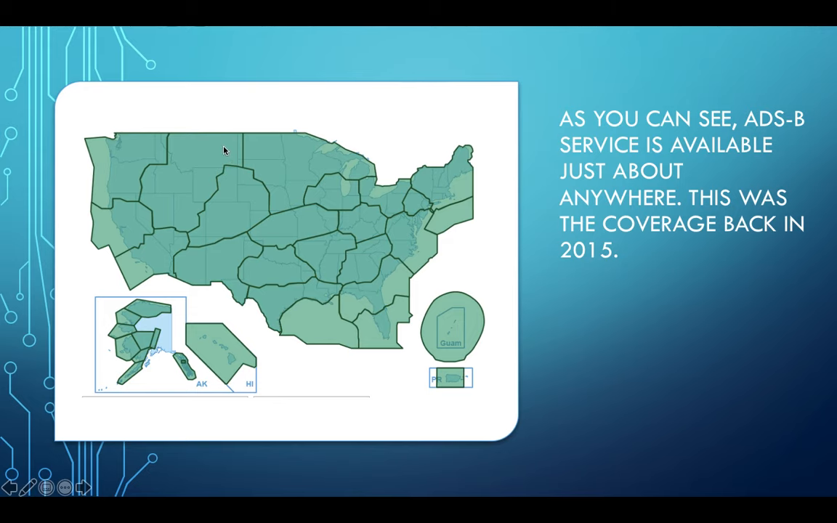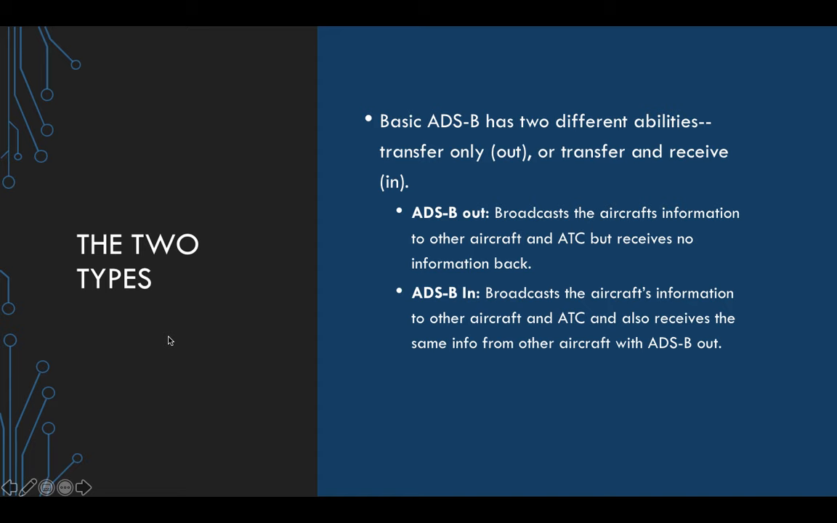So this is the area of coverage. Now this was back in October 2015, and this is the most current map that they have. So pretty much everywhere in the continental United States you're going to be able to receive ADSB coverage. There's a few places up in Alaska that I think are still not covered, but these are kind of the middle of nowhere mountainous regions.